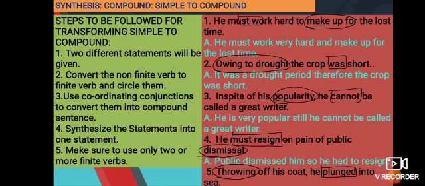Number 5, throwing off his coat, he plunged into the sea. Now "plunged" is a finite verb, so put a box. Okay, "throwing" is a non-finite verb that you are going to change to finite, so you have to put a circle. Now because it is "plunged", past tense, this "throw", okay, you change it to "threw". So it's just a joining sentence, so you can write: he threw off his coat and plunged into the sea. So again, "threw" and "plunged", two finite verbs with the conjunction "and", becomes a compound sentence.